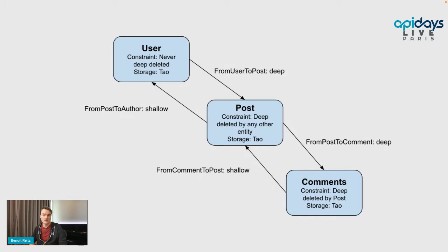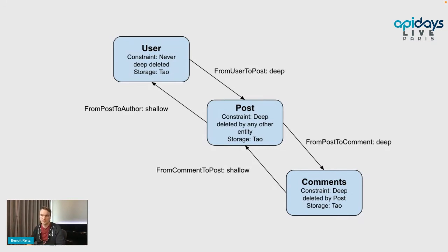We can see the other annotations on those schemas. There is the storage, which in this case is Tao, our biggest graph database at Facebook, and then the constraints. If we take an example where the user constraint is never deep deleted, what this basically means is never will a user be deleted as part of another object's deletion. So users will always be the top level object. So you never want to delete a user when you delete a post, right? And this basically safeguards against misconfiguration, right?